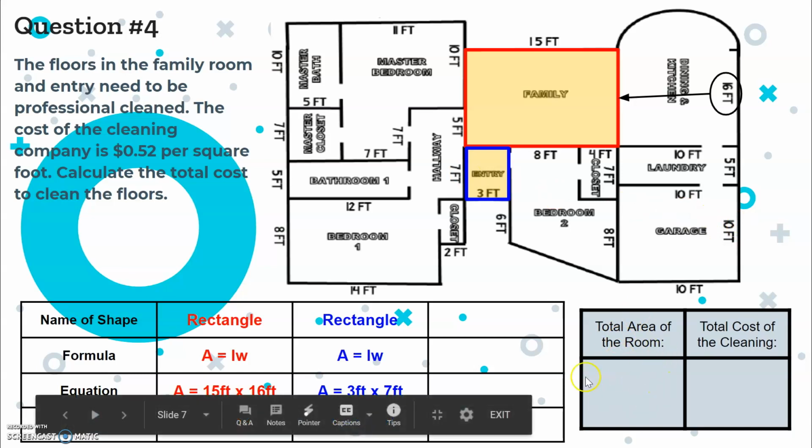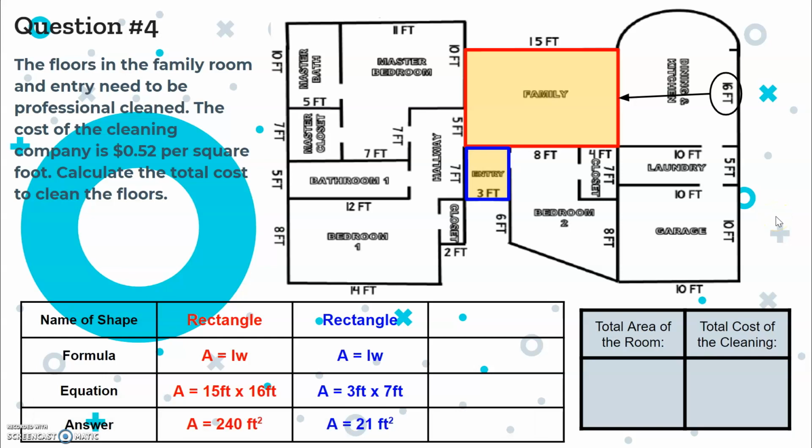Now, in order to get the total area of the room, whoops, sorry that popped up, so we'll wait for that to go away. We need to add the red rectangle and the blue rectangle together to get our total area of the room. Then we take that total, or that answer, and we multiply it by 52 cents, or 0.52. And that's going to give us the total cost of cleaning.